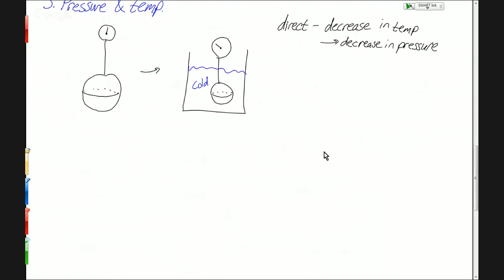All right, the last relationships we're going to talk about, and you don't need to know all these names: this one is called Gay-Lussac's law. And then finally, this one goes by Avogadro's.